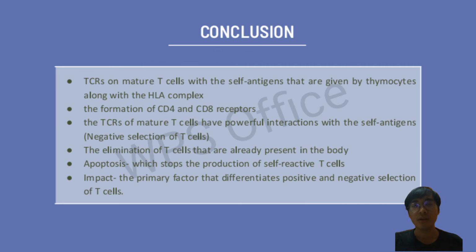In conclusion, the positive selection of T cells takes place as a result of interaction of the TCR of a mature T cell with self-antigens that are given by thymocytes along with the HLA complex. In addition, the formation of CD4 and CD8 receptors is a direct result of this process.